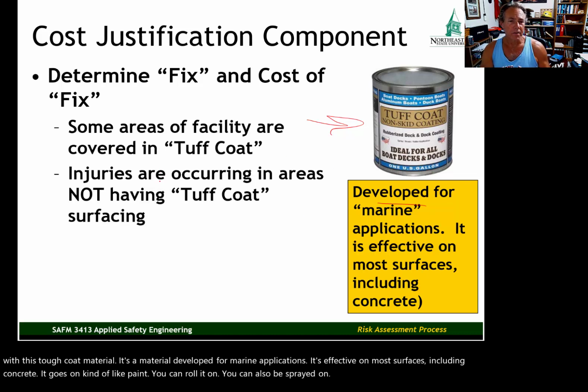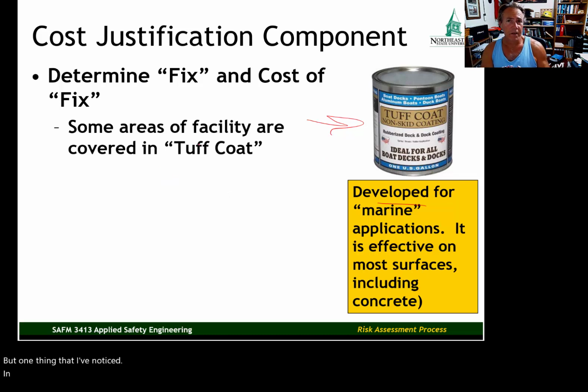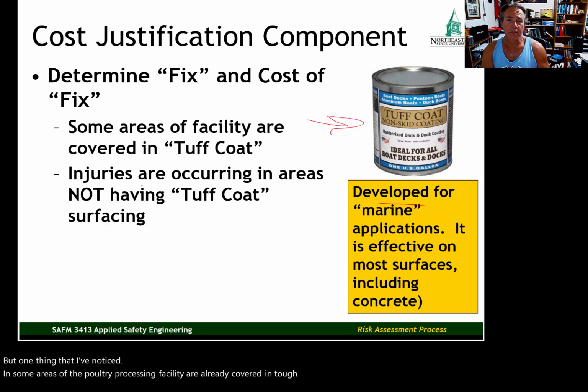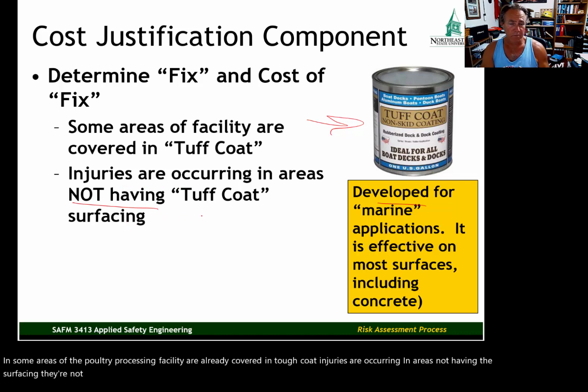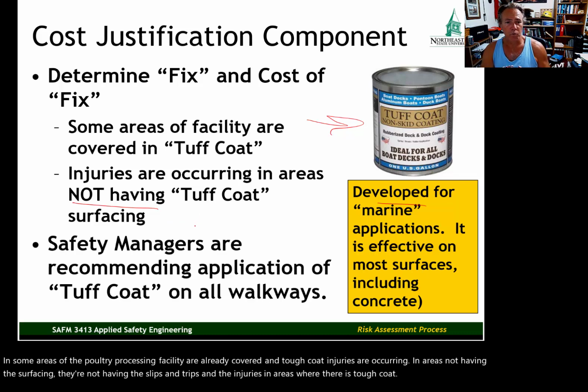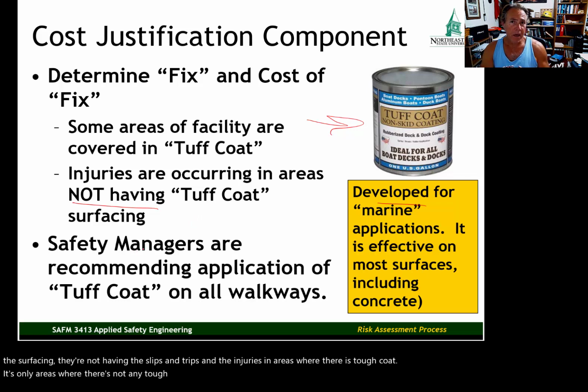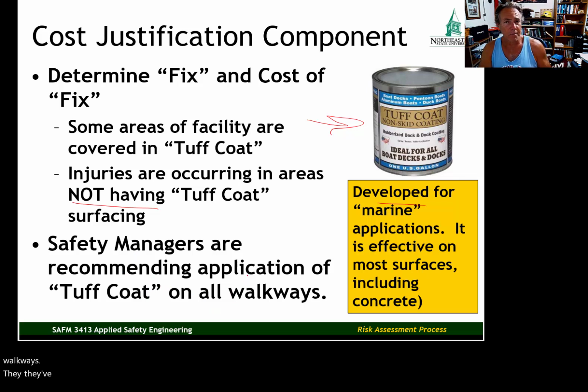But one thing they've noticed, again, some areas of the poultry processing facility are already covered in Tough Coat. Injuries are occurring in areas not having the surfacing. They're not having the slips and trips and the injuries in areas where there is Tough Coat. It's only areas where there's not any Tough Coat. Safety managers are recommending the application of Tough Coat on all walkways. They already have some evidence that Tough Coat will be fairly effective in preventing these types of incidents.